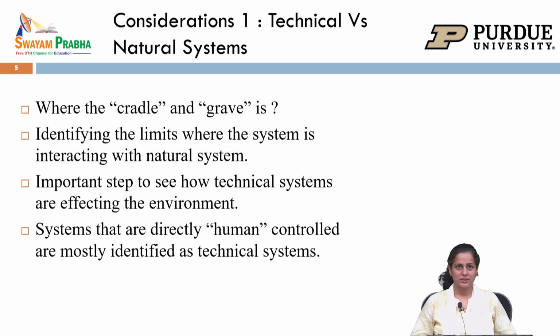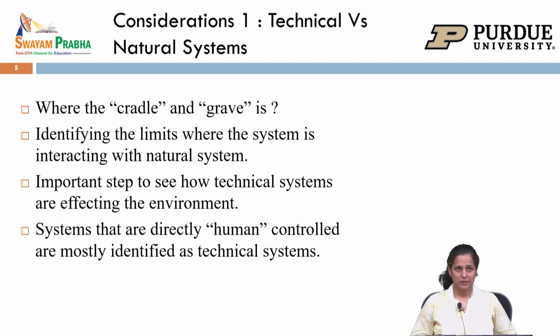Okay, so the first consideration, which is technical versus natural system. When we are thinking about this, we think about where the cradle of the product is and where the grave is. When we talk about cradle, cradle means where the raw materials are being extracted, which is where the natural boundary between the technical system and natural system occurs. And the grave is the final disposal of the end product or the end of the life product, or also the emissions and waste that are going into the environment.